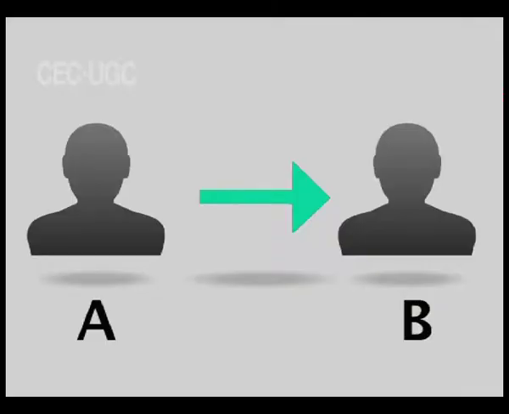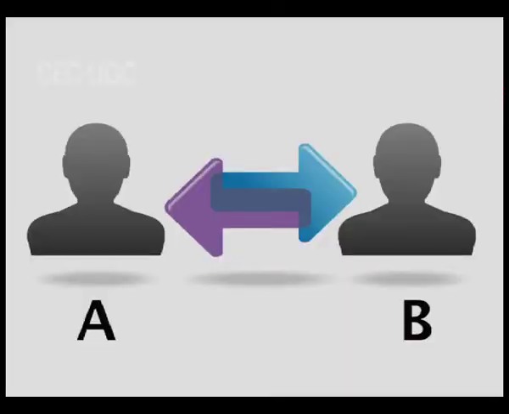So, fundamentally, in a one-way communication process, the direction of communication is only from A to B. In a two-way communication process, however, the message travels from A to B and there is also a response carried back from B to A, and so on and so forth. The process continues. So, communication could either be one-way or two-way.